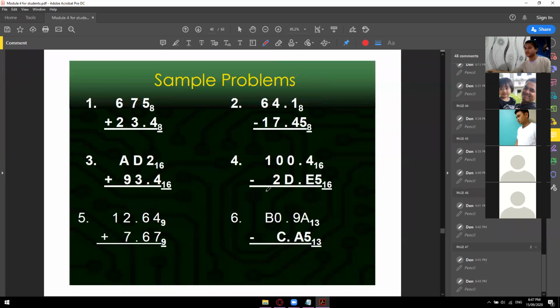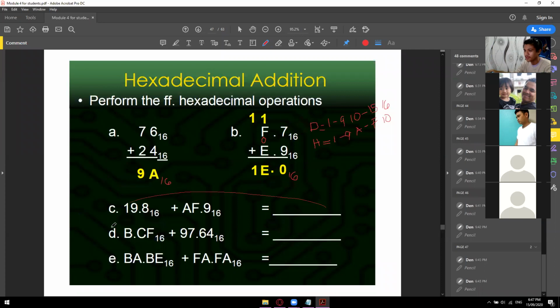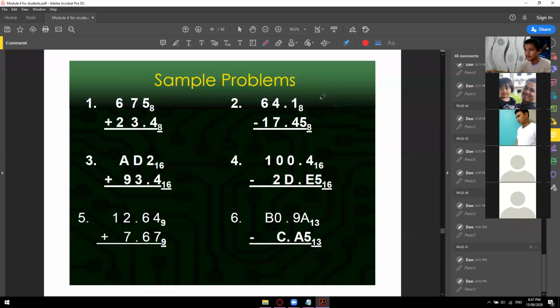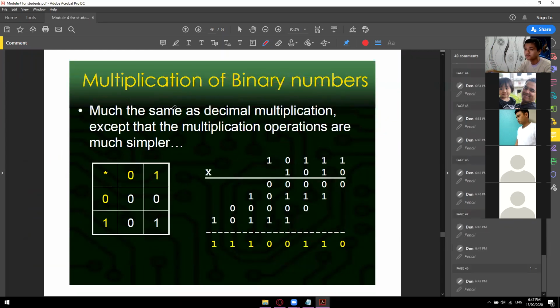Alright, so next one. Activity ulit sana to, pero hindi ko na bibigay. So, this will be part of your practice assignment. Practice assignment. Okay? So, next one is multiplication, yes, binary numbers.